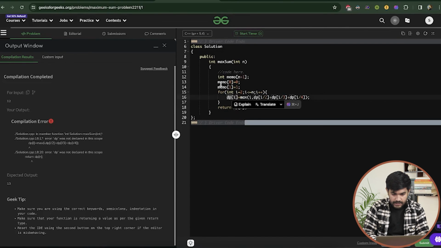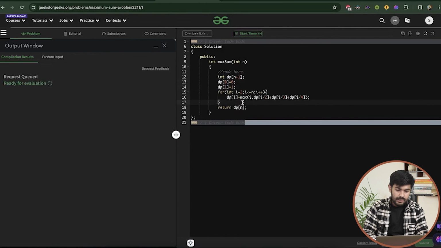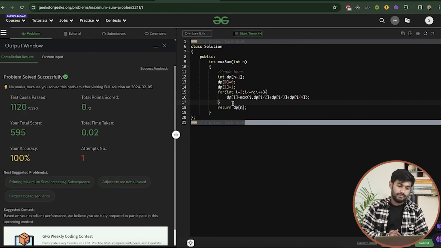Let's just name it dp, because I'm more accustomed to writing dp again and again. Now let's compare it and see how many errors we are making. Okay, so that was the solution.